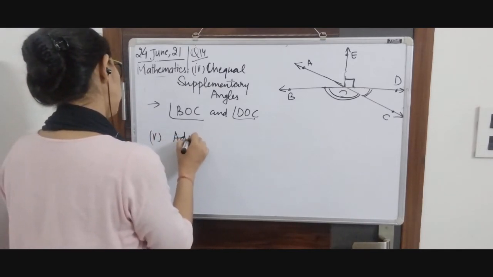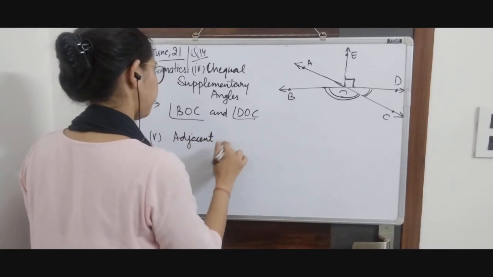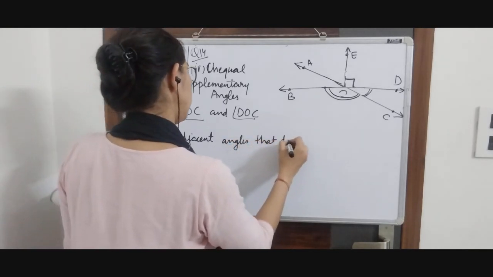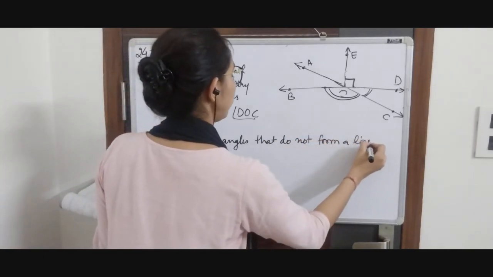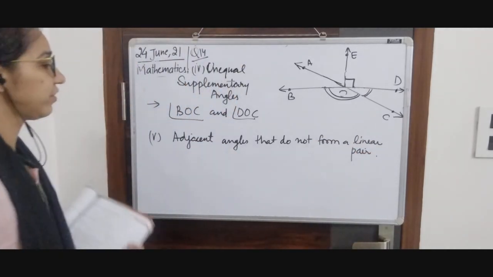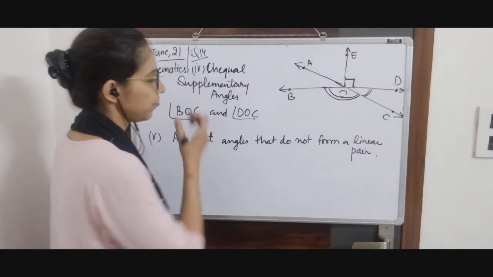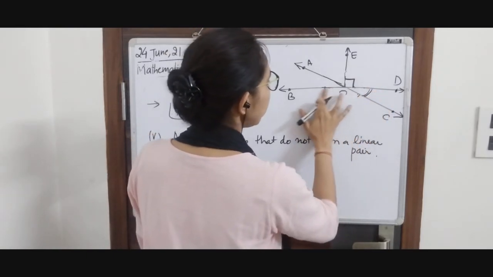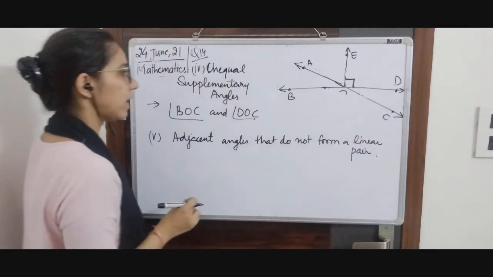Now we have to write down adjacent angles that do not form a linear pair. We have to find two angles, or maybe three, that are adjacent but don't form a linear pair. We can take any pair. So this and this, they don't form a linear pair but they are adjacent. Adjacent means common vertex, common arm, and non-common arms lying on the opposite sides.